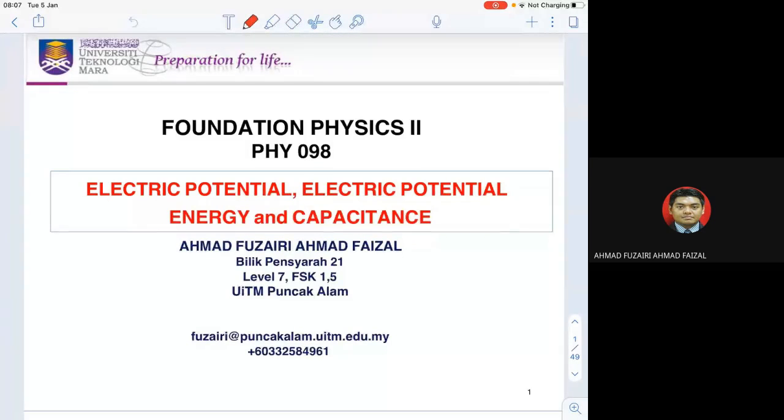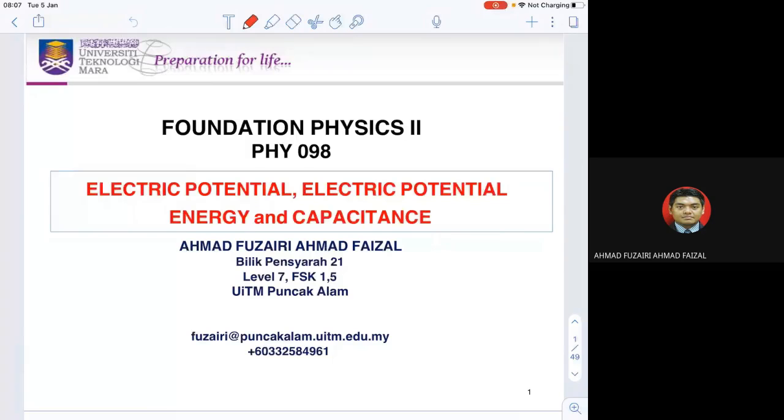Before this, we already learned the electric charge, electric force, and also electric field, and part of it is electric flux. So right now we want to continue in terms of electric potential. What is electric potential? What is electric potential energy? It's quite the same, but the difference is the term energy. And what is capacitance? So we will see inside these topics.